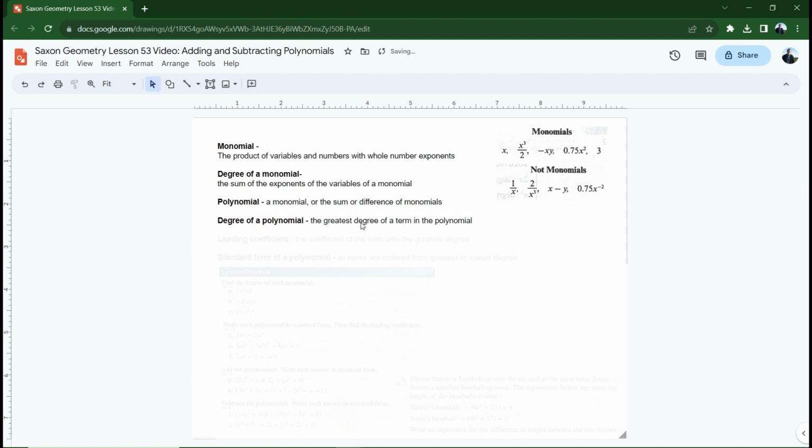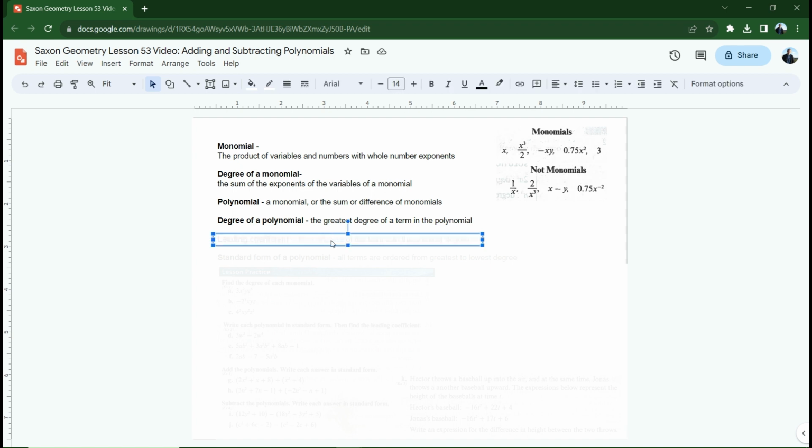The degree of a polynomial is the greatest degree of any term in the polynomial. In this case, the degree of this polynomial is 1 because both terms are raised to the first power. If this was x squared minus y, the degree would be 2 because one of the terms is to the second power. Now notice the difference. For the degree of a monomial, we have to add the degrees of all of the terms being multiplied because they're being multiplied. But for the degree of a polynomial, we look at all of the monomials, figure out their degrees, and take whichever one is the biggest, and that's the degree of the polynomial.